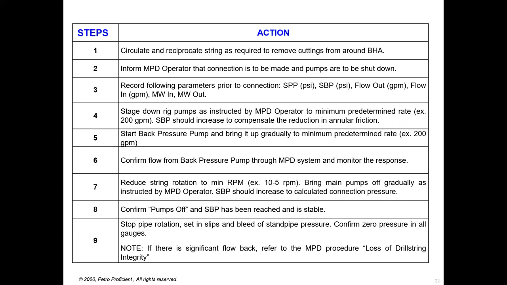Main pumps off gradually as instructed by the MPD operator, and surface back pressure should be increased to the calculated connection pressure. This is an important point to note: as you bring your pumps down, you need to increase your surface back pressure to your calculated connection pressure, and confirm that your pumps are off and surface back pressure has reached that value and is stable, not fluctuating too much. It has to be increased to a predetermined calculated value, which doesn't exceed any of the pressure limits in your well that we discussed in our hydraulic section.